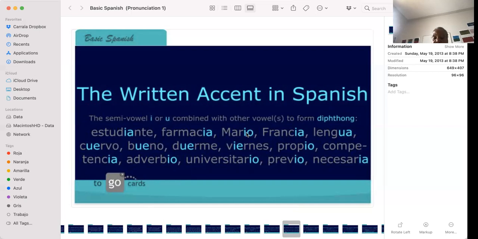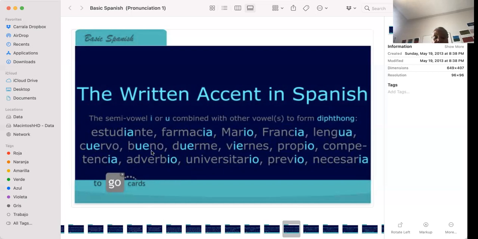See, this is Mario. This is the weak vowel I and the strong vowel O, so it forms a diphthong, Mario, whereas in María it doesn't. And you put an accent on the I to let the person know that the I is not pronounced like a Y, even though it's coming together with a strong vowel. Like I said, it says his name. Francia, lengua, gua. See, coming together, this forms a diphthong.